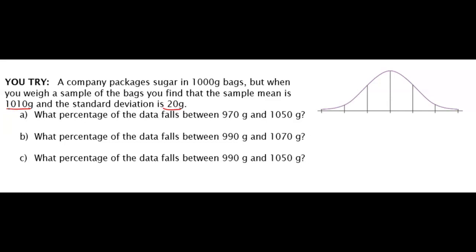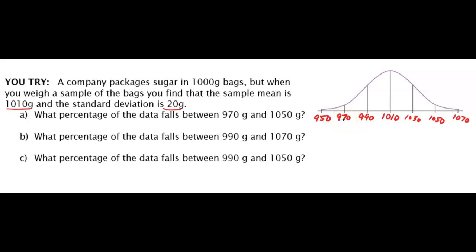answer the following questions. So the mean goes in the middle, so that's 1,010, and then going to the right I'm going to be adding 20, so that would be 1,030, 1,050, and 1,070. And then going to the left, I'll be subtracting 20. So that would be 990, 970, 950.